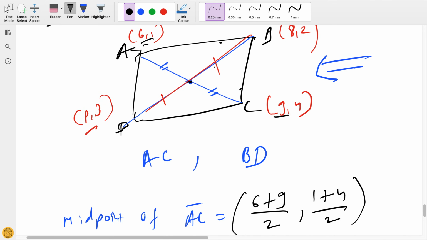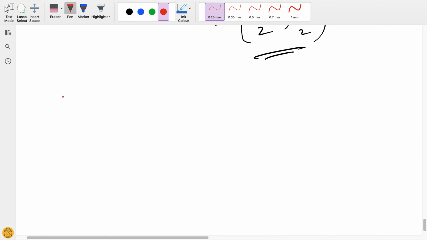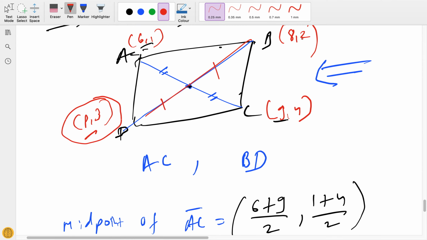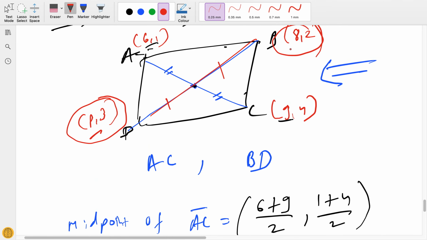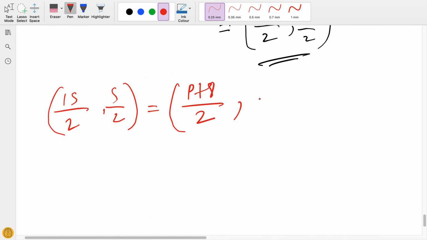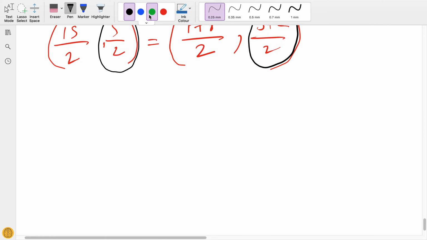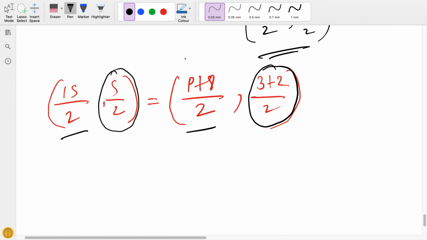So now the midpoint of BD is also this same. So now you can directly equate. You can write 15 by 2 comma 5 by 2. Now you can write the midpoint of these 2 points, BD: P plus 8 by 2 and 3 plus 2 by 2. So see, these are the same, 5 by 2 and 5 by 2. Y is same, X is also same, because diagonals of the parallelogram bisect each other.